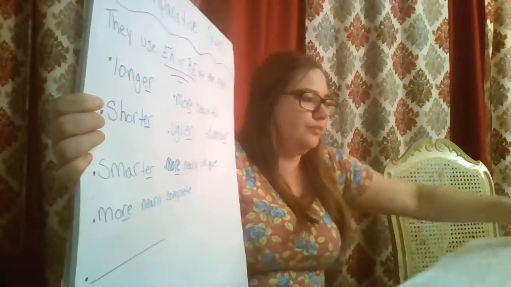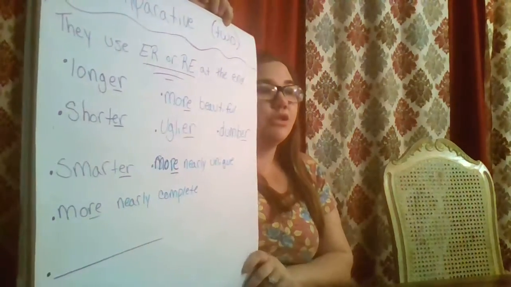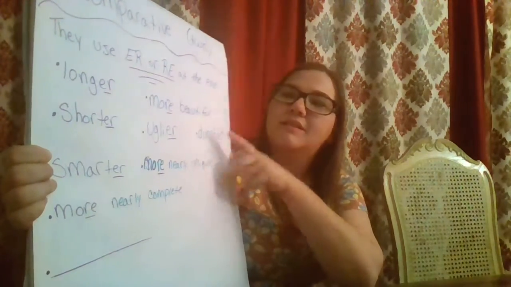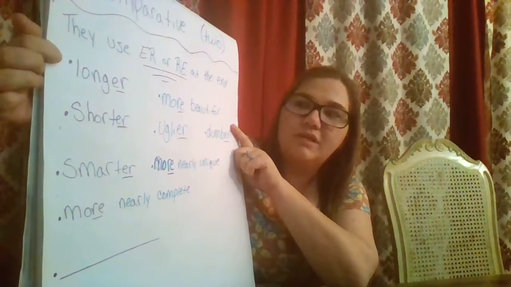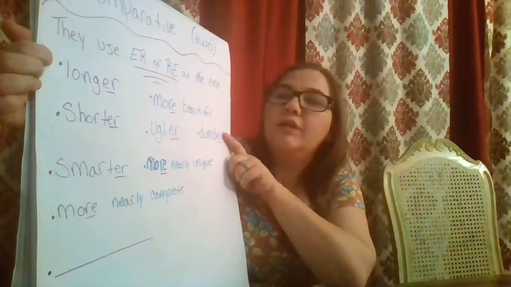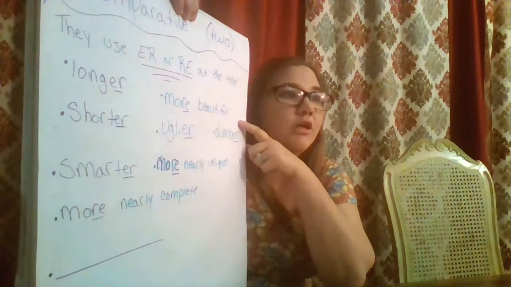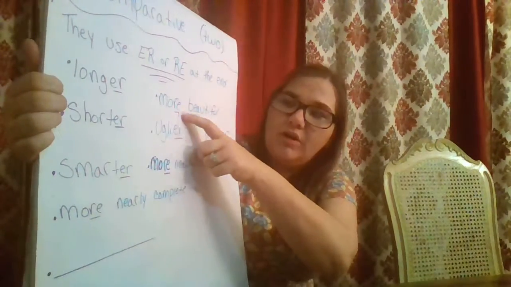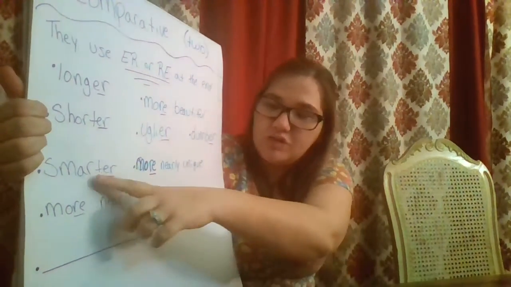And then our next picture is comparative degree, which is 2. So it's used to describe 2 or more objects, people, or places. And they use ER or RE at the end. So, for example, we have the word longer, okay? Or we can say more beautiful. However, we can't say beautifuler because that doesn't make sense, right? So we say more beautiful, where it still has the RE. Or we can say shorter, uglier, dumber, smarter.